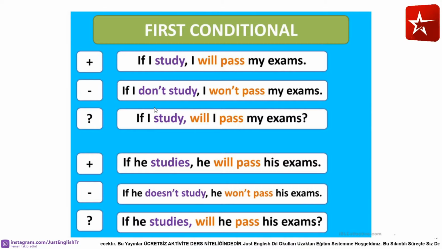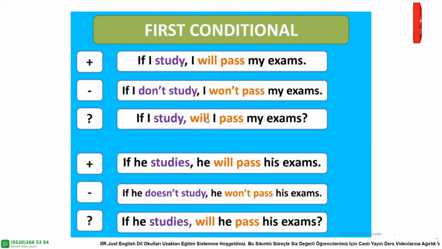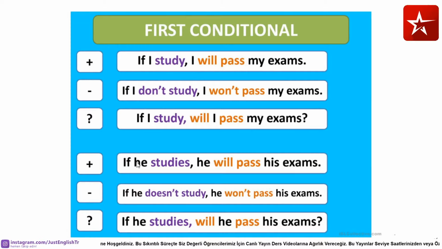If I study, will I pass my exams? When it comes to question-type sentences, we use will before the subject, like, will I pass my exams? This one is for the first person. When it comes to he, she, or it, it changes according to the present simple rules.